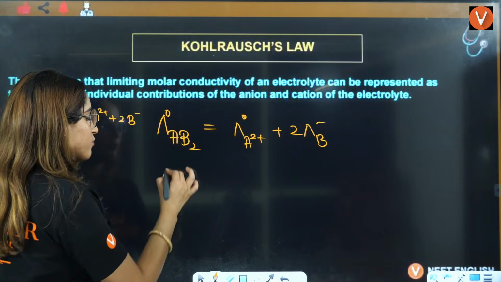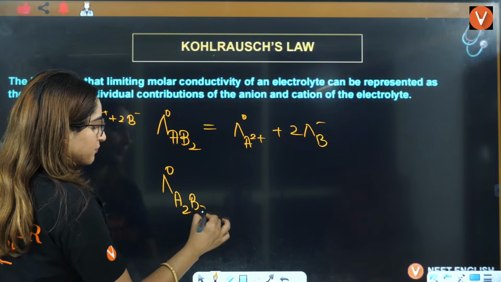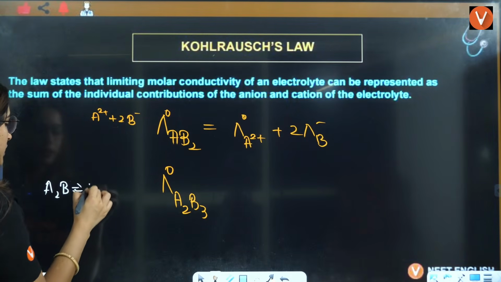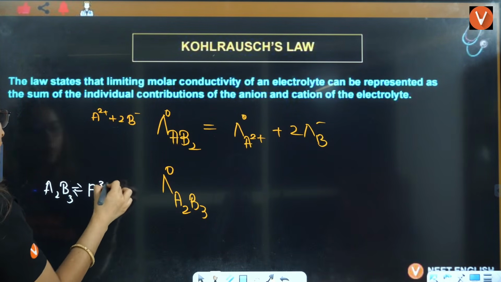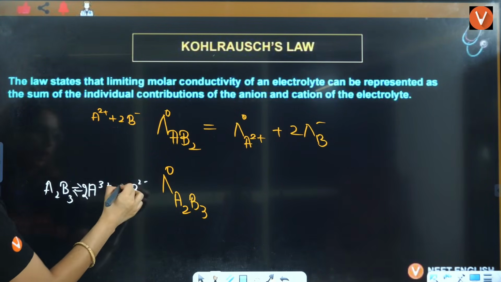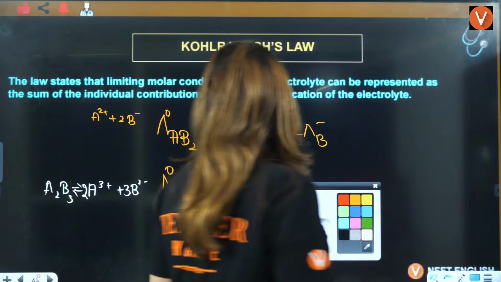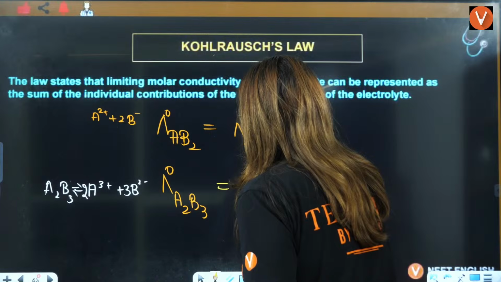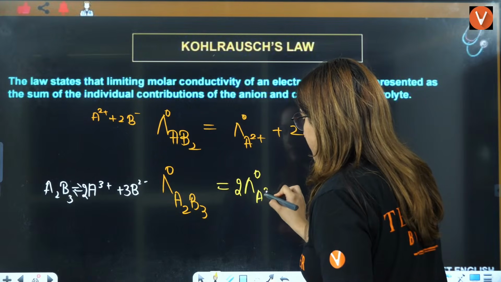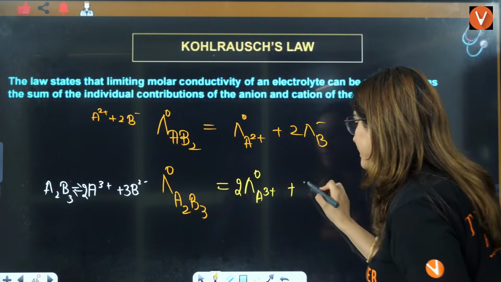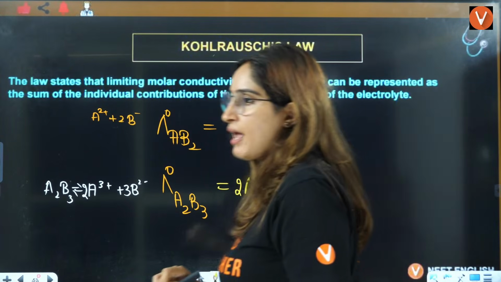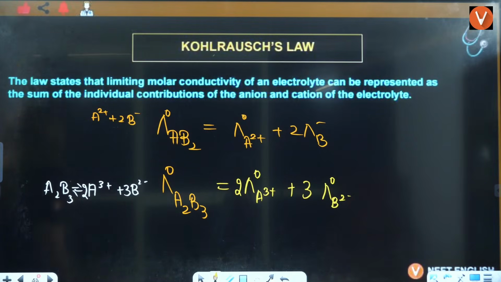Let's say you have the limiting molar conductivity of A2B3. Now students, we know that A2B3 is dissociated to A3 positive plus B2 negative, where here you have 2 of A, here you have 3 of B. Okay, now I'll write it here that this limiting molar conductivity is equal to 2 into the limiting molar conductivity of A3 positive plus 3 into the limiting molar conductivity of B2 negative. And that is going to be the answer here.